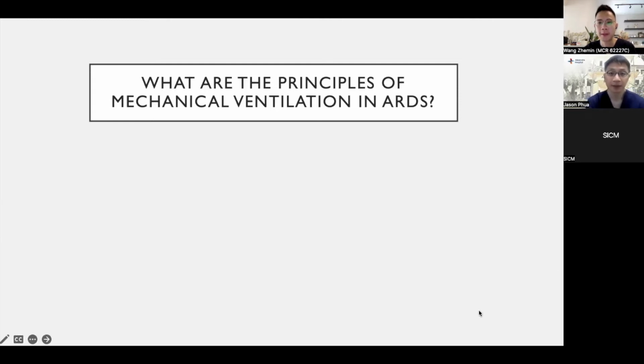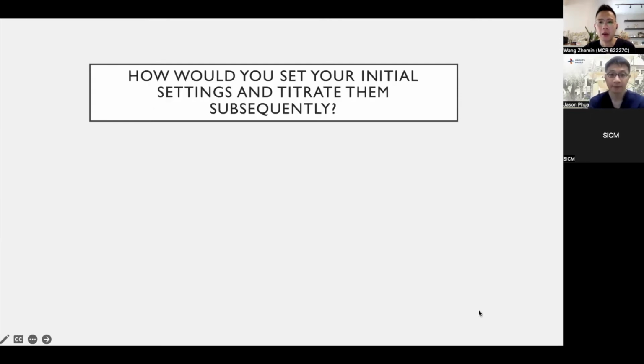Okay, thanks, Dr. Jason. So now maybe moving on to the practical aspects of using invasive mechanical ventilation. The patient is intubated and put on the ventilator. Using the principles that you have just mentioned, how do we translate them into the initial settings that we put on the ventilator, and how do we then titrate them subsequently?